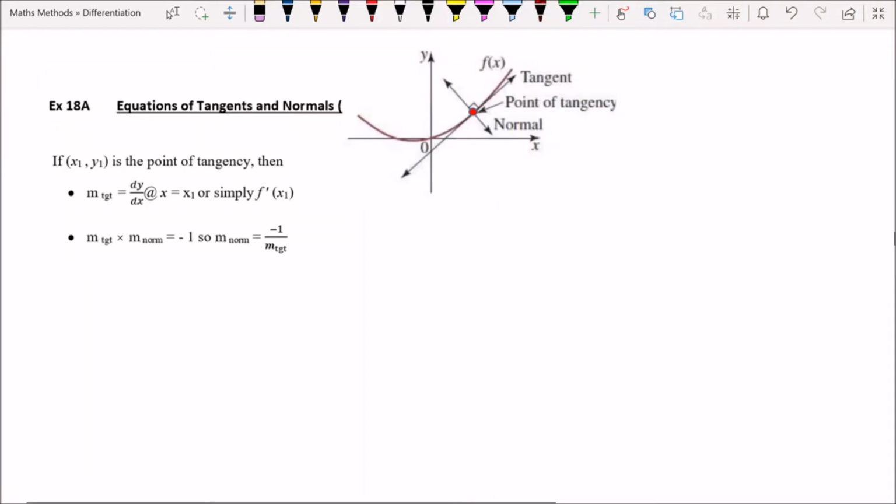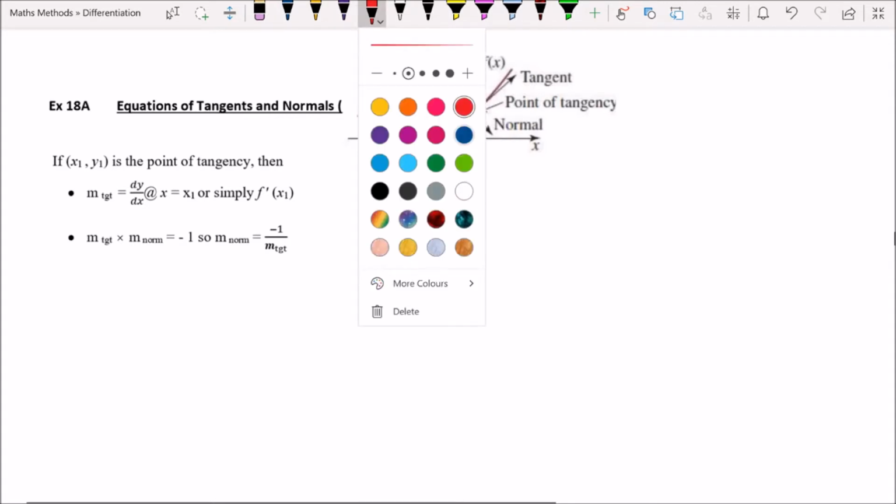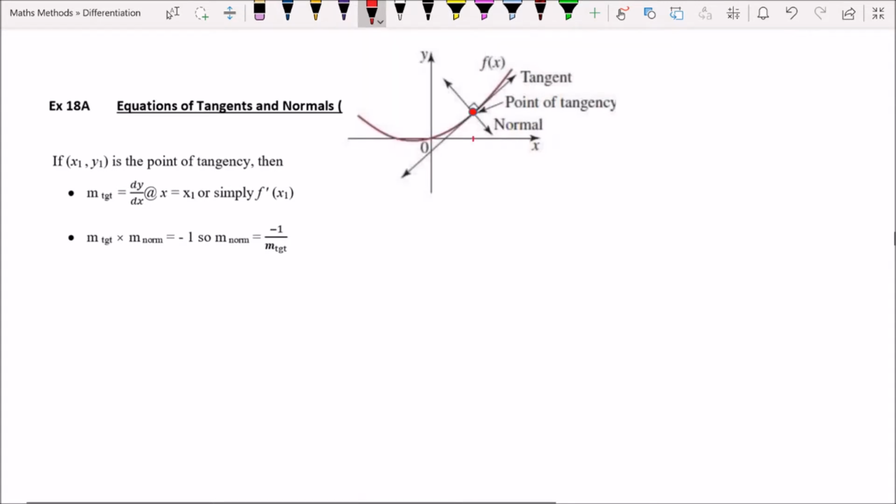Equations of tangents and normals. Let's consider this red point on our graph. Let's say that the point is at x equals 1 and y is equal to 1. Okay, so that's where it is located.